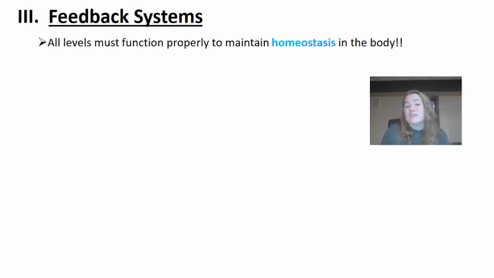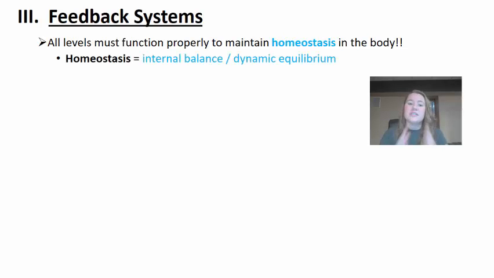So feedback systems help our body to maintain homeostasis. Now, in order to maintain homeostasis, our body needs to be able to respond to the environment around us and maintain this constant steady state within. So homeostasis is this internal balance or dynamic equilibrium. This is how your body is able to maintain a constant temperature. This is how your body is able to prevent itself from dehydrating. This is how your body is able to maintain a relatively constant blood sugar level. So feedback systems help to regulate the homeostasis within your body.